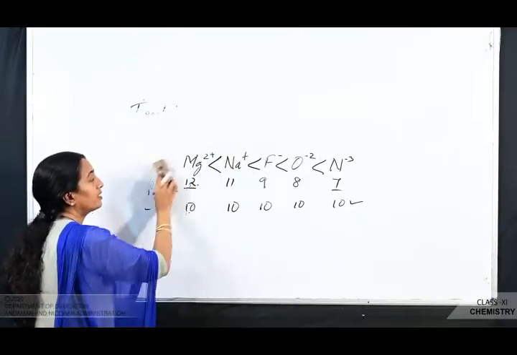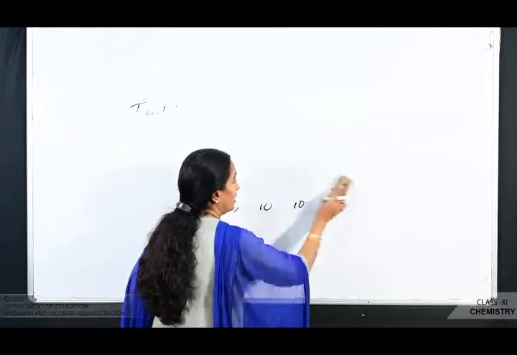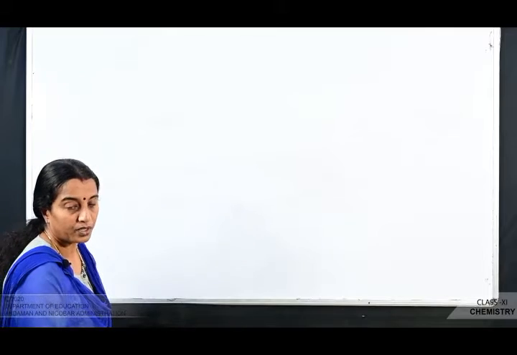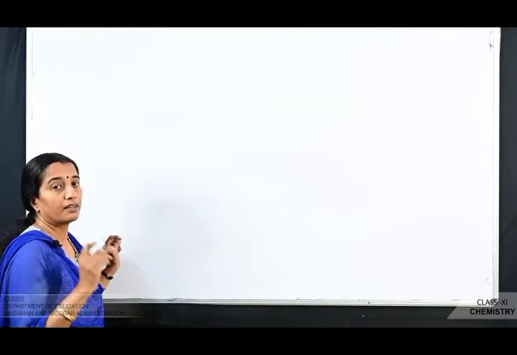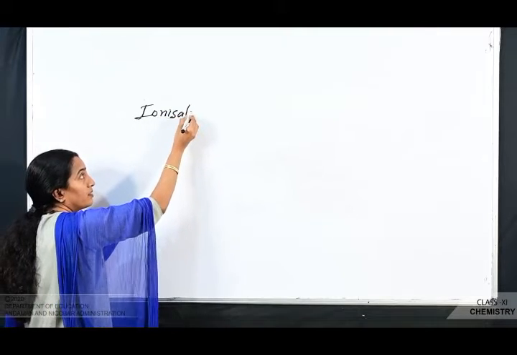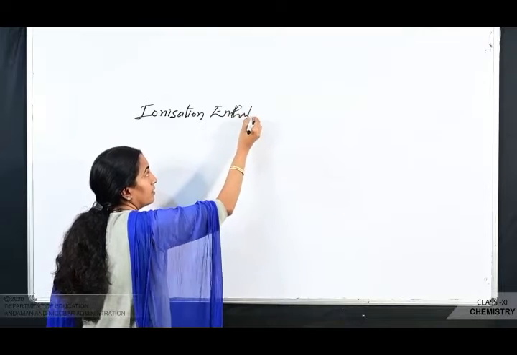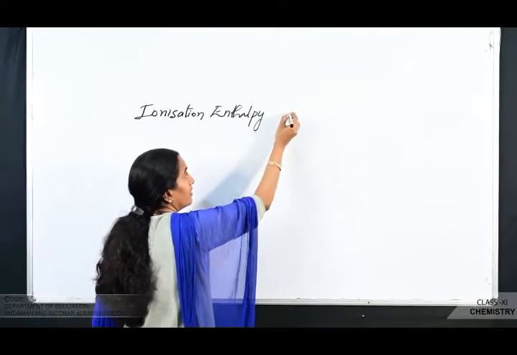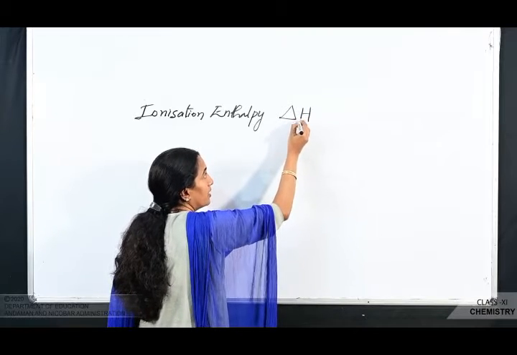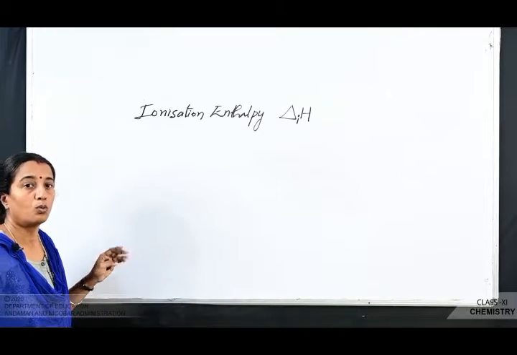Now we'll see the next property, that is the ionization enthalpy. What do you mean by ionization enthalpy? So here what is given? Ionization enthalpy, we are going to denote it by ΔiH, because the energy change is going to happen. It represents the ionization enthalpy. Okay, what is this?